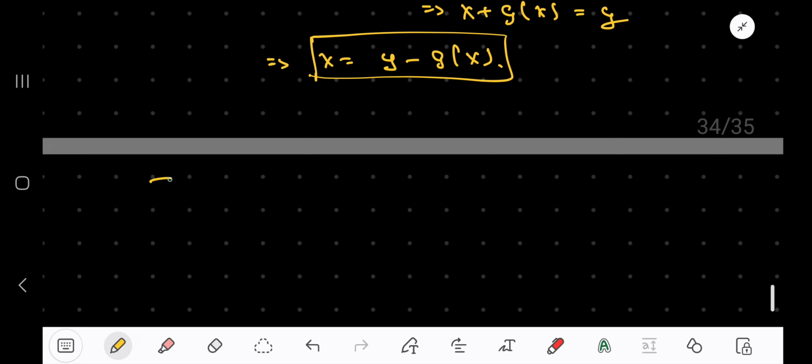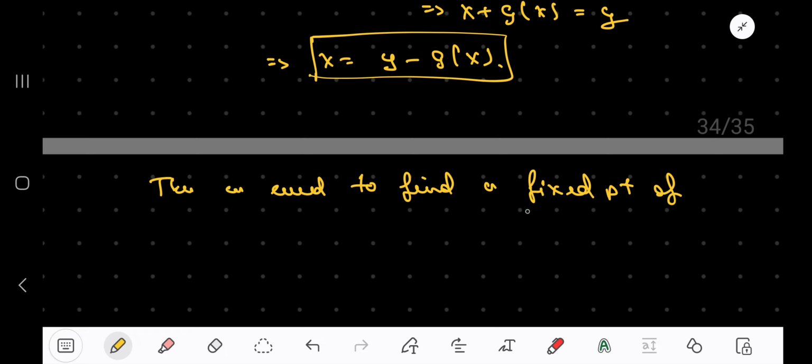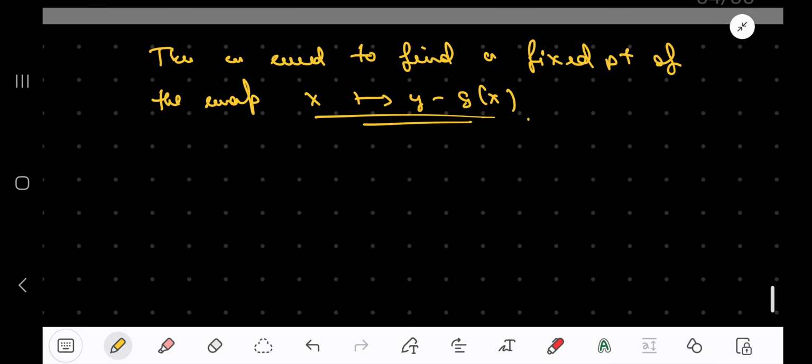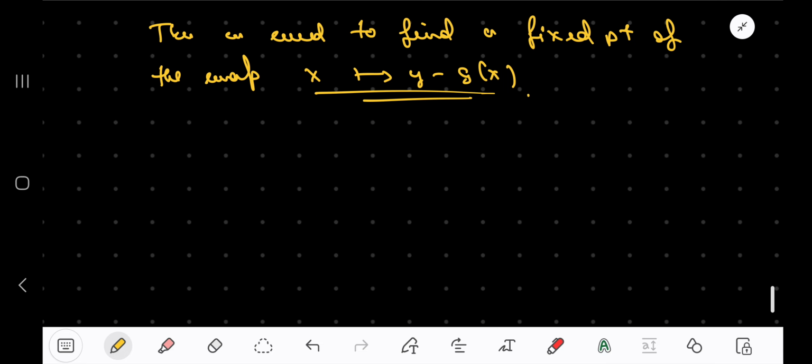So thus we need to find a fixed point of the map x going to y minus g(x), right. That will do. Once we find a fixed point of the map, in that case f of x, the image of x, will be x, and that will be exactly y minus g(x). So we are good to go. Fine. So how do we prove this?